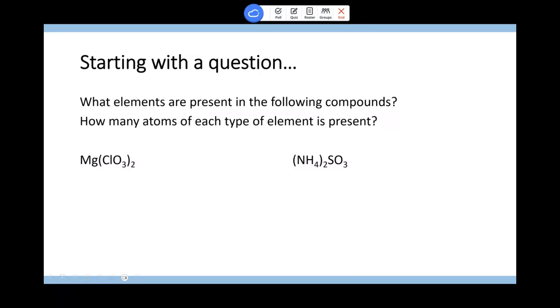Okay, let's go through these. So this first compound here, we start with a magnesium atom. So we have one magnesium. Then we have, by the way, this is an L, not an I. That's a lowercase l. So we have chlorine and 3 oxygen atoms, but they're within parentheses, so that 2 subscript after parentheses applies to the chlorine and the oxygen. So we have 2 chlorine atoms, and then we have 6 oxygen.